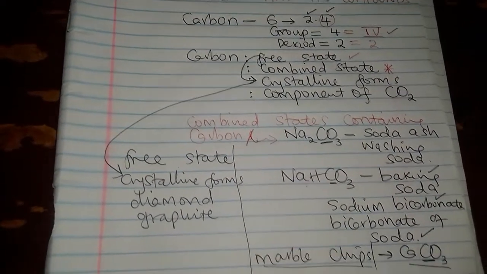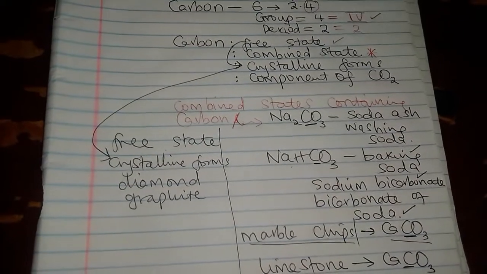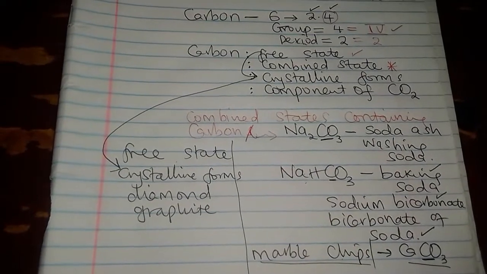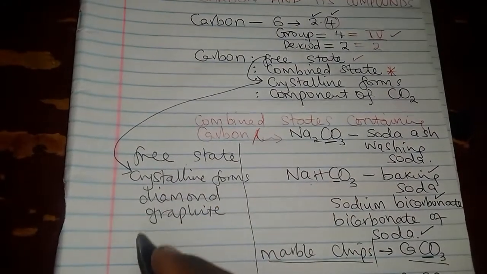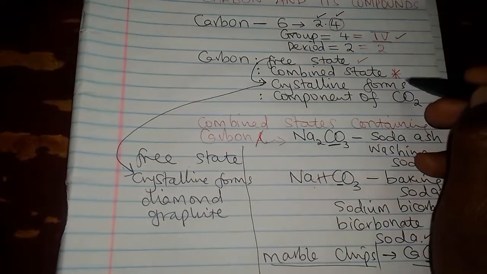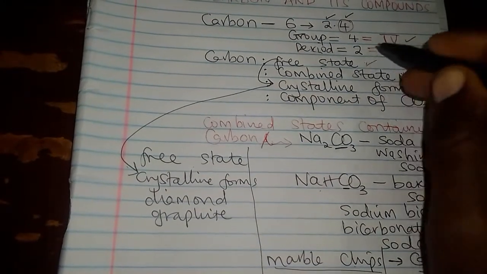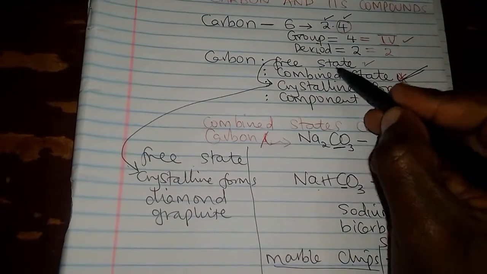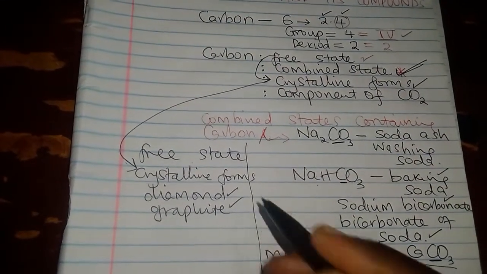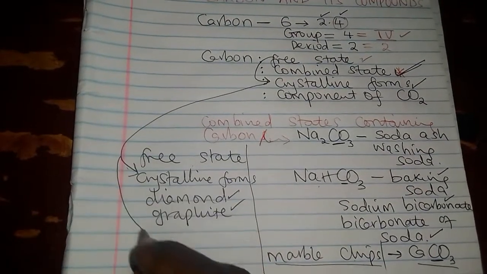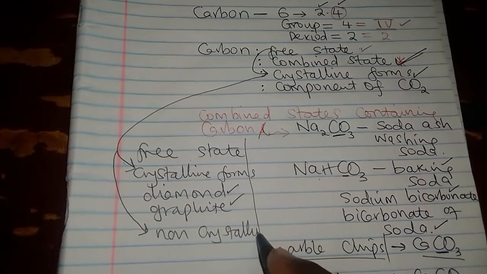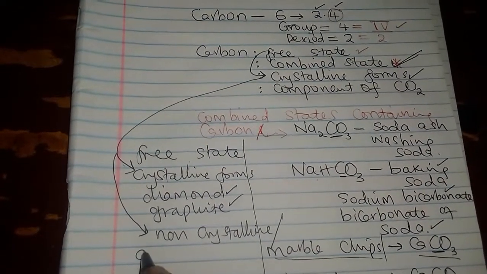Good. Diamond and graphite. And if you mention that, then you are supposed to go to the non-crystalline. So we are done with the combined state. We have gone to the free state. You have said an important subcategory of the free state is the crystalline form. This crystalline form can be, for example, diamond and graphite. Then we can also mention the non-crystalline. And remember, this non-crystalline is also referred to as amorphous.